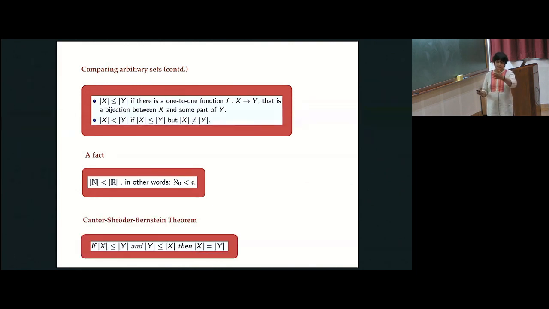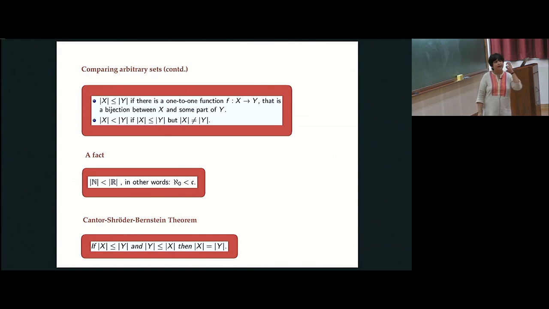So one easy way to prove that there is a bijection is the Cantor-Schroeder-Bernstein theorem, which says that if the cardinality of X is less than or equal to that of Y and the cardinality of Y is less than or equal to that of X, then the cardinality of X is equal to the cardinality of Y. What is the importance of this theorem? Have all of you heard of this theorem before? No, this is the first time you are hearing it. Okay. What is the importance of this theorem?